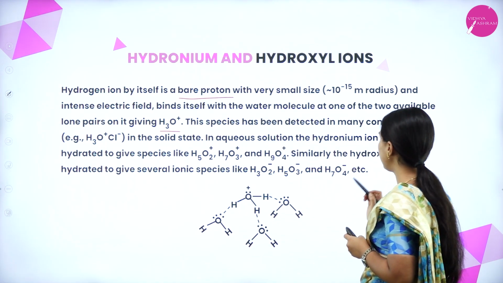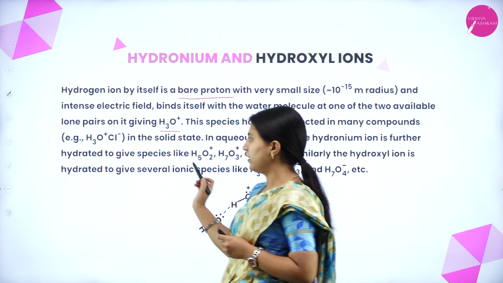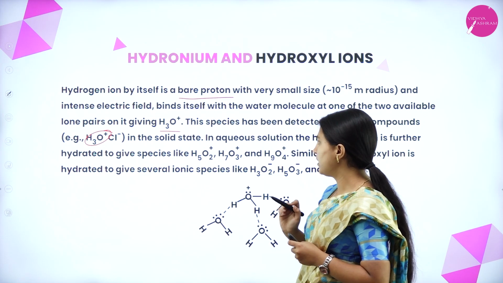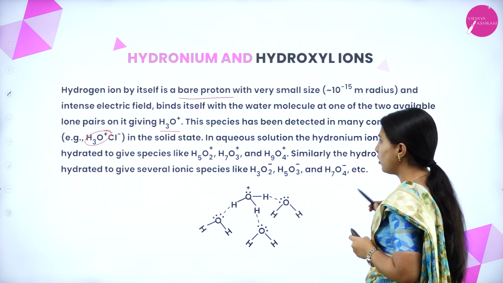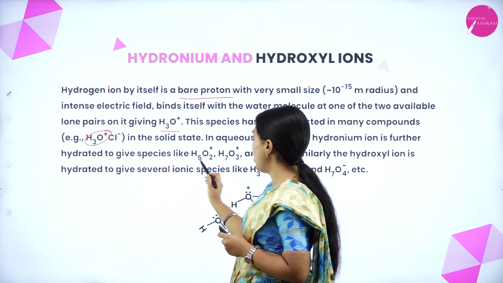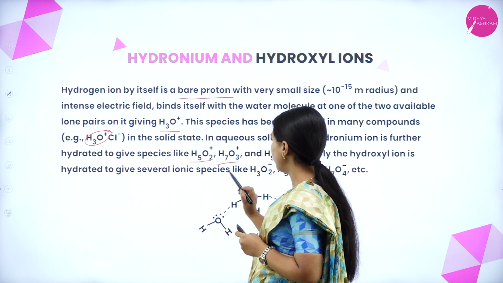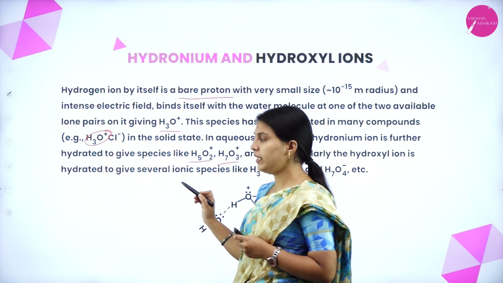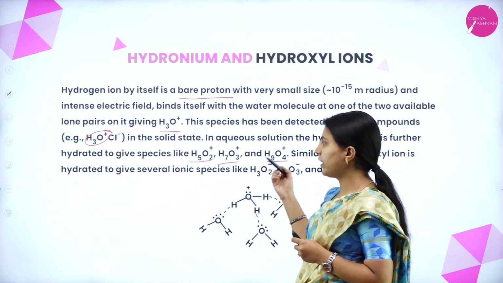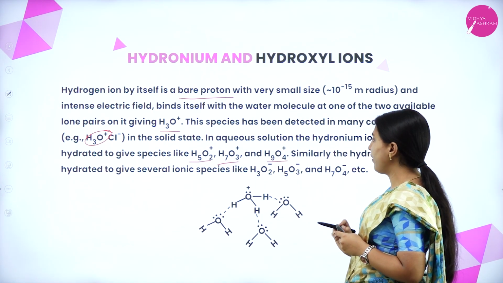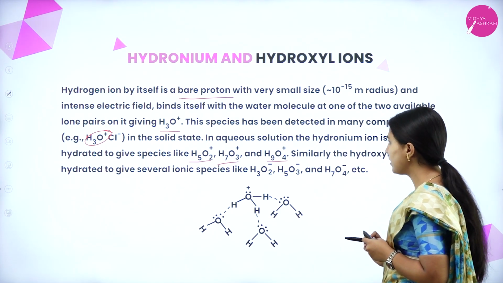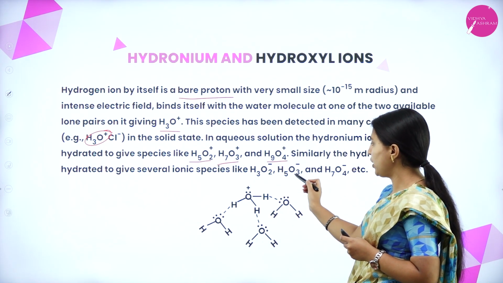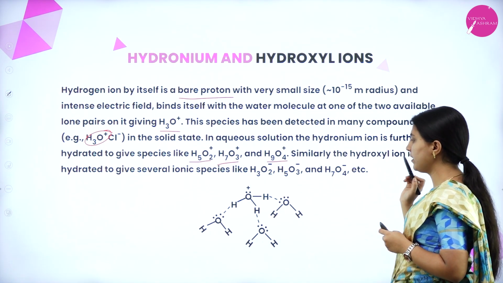This species has been detected in many compounds in the solid state. See here also H3O plus is identified in the solid state. In the aqueous solution, the hydronium ion is further hydrated to give species like H5O2 plus, H7O3 plus, H9O4 plus. In the solid state, it will stop at H3O plus, but in the aqueous state, it will be further hydrated, like H5, H7, H9 like this. Similarly, the hydroxyl ion is hydrated to give several ionic species like H3O2 minus, H5O3 minus and H7O4 minus, etc.